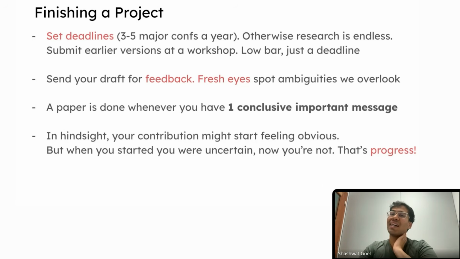And in hindsight, one thing that happens to me is that after working on a project for 3 months, I feel like whatever I did was obvious, but I think that's not true. What my advisors keep telling me is that when I started the project, I wouldn't have been able to predict what I know now, and in that sense, I've reduced uncertainty. I have maybe a conclusive, important message, and that in itself is progress and good enough to maybe write a paper about. So in general, don't feel like what you're doing is very obvious, because if it was very obvious, maybe you wouldn't even have run an experiment to test this.